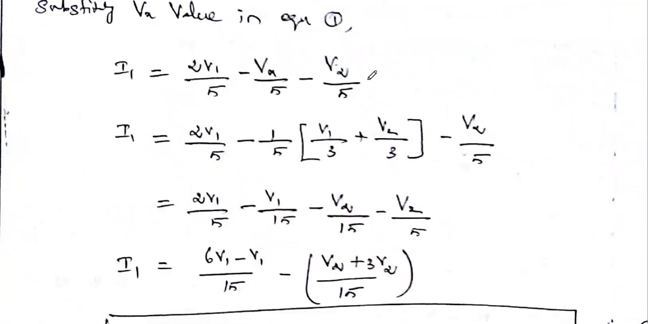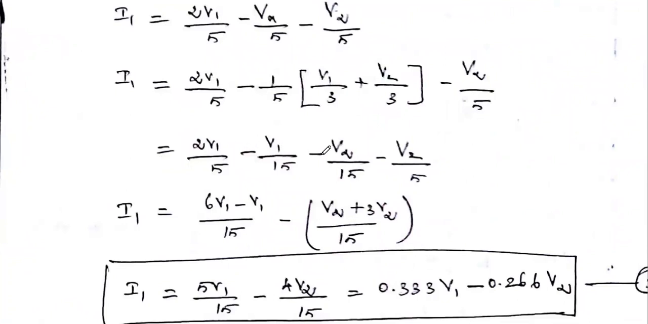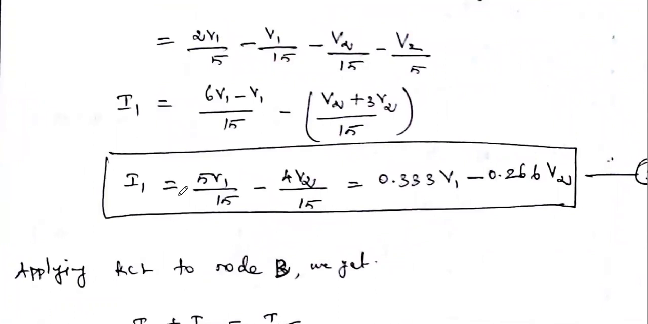You see, this is the equation number 1. Instead of Vx, we have to substitute the expression, and we have to collect the V1 term and V2 term separately. Finally, we got I1 equal to 0.33 V1 minus 0.266 V2. Take it as equation number 3. So this is the first y parameter equation.